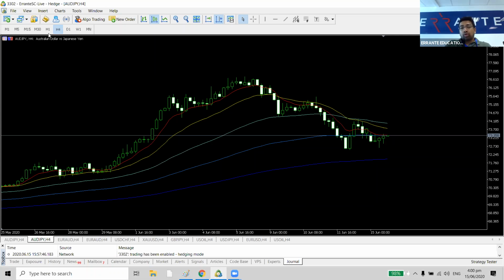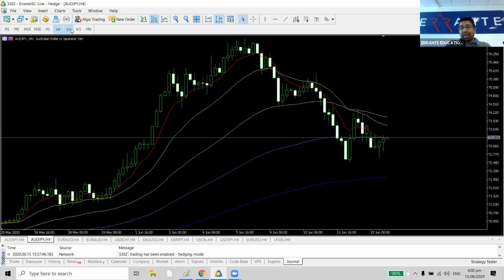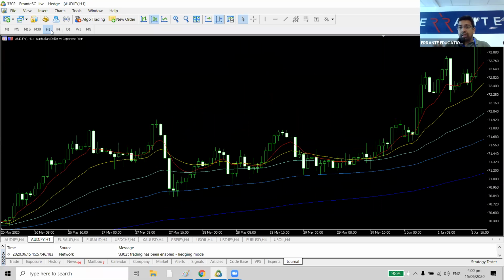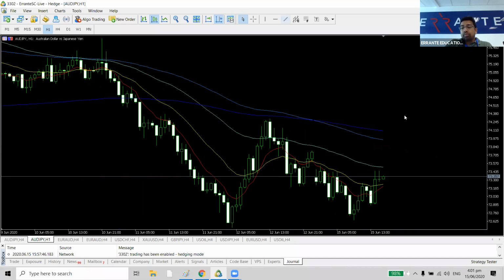We need to look at 3 time frames: 1 hour, 4 hour, and daily. If all 3 tell you the same thing, that it is an uptrend or a downtrend, let's say 1 hour says downtrend, 4-hour downtrend, daily downtrend, then it means that the trend strength is very high. It's a very strong trend, whether it's a downtrend or an uptrend. So there we go.